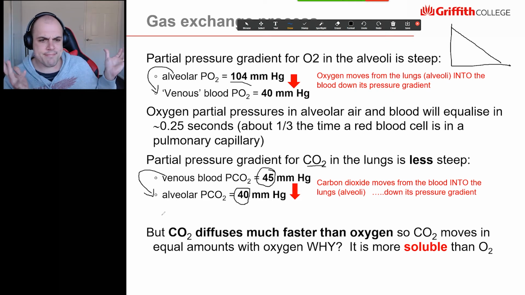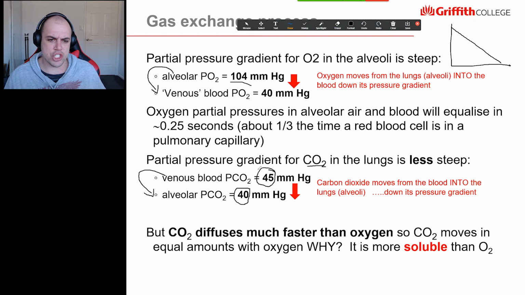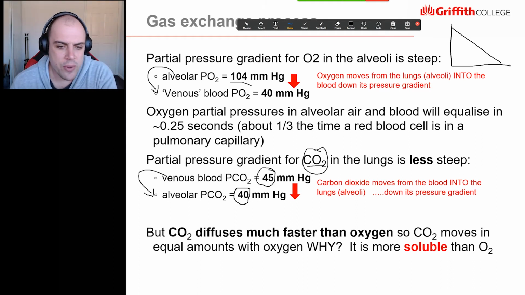But damn, that's a big jump. And CO2 diffuses faster than oxygen. So even though there's only a small difference, only 5 millimeters of mercury in terms of the partial pressure of carbon dioxide, whereas there's over 60 millimeters of mercury difference for oxygen's partial pressure, carbon dioxide still moves faster. Why is that the case?